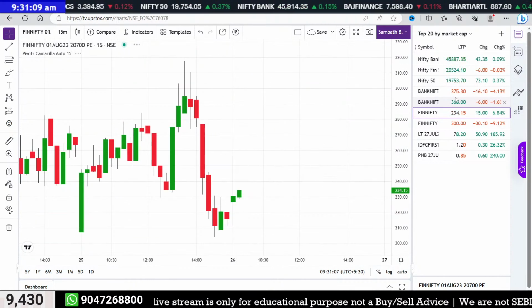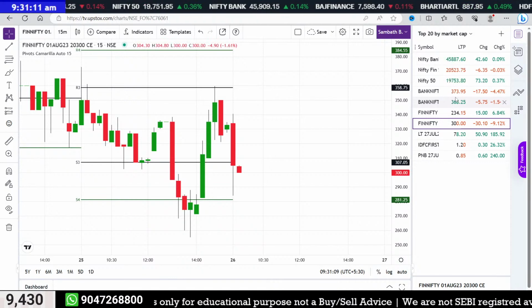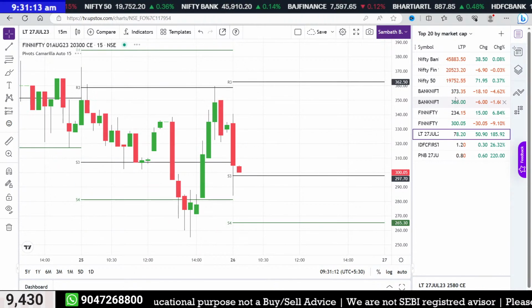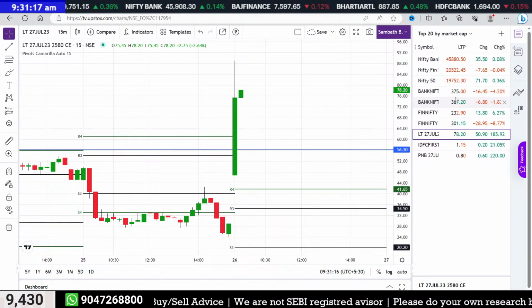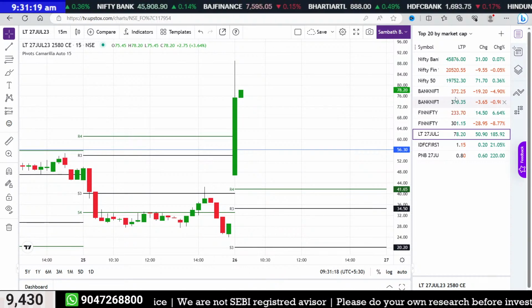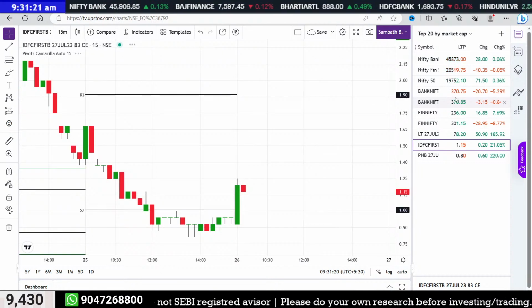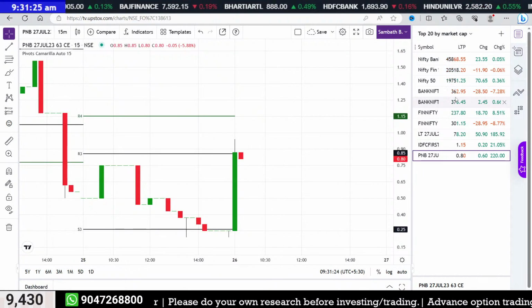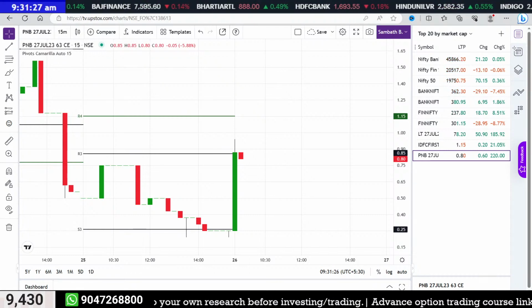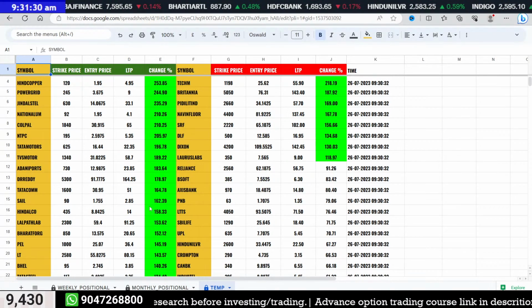So we need to wait for a breakout, and even Fin Nifty also is inside between the first candle. After that, we can try to find some opportunities. And this LNT, it went 81 to 89, again 77 is current. And IDFC from 1 rupee now it is 1.15. And PNB at the same price, 80 paisa. So maybe these are all the options which we are looking for.